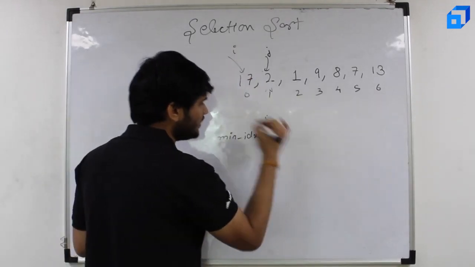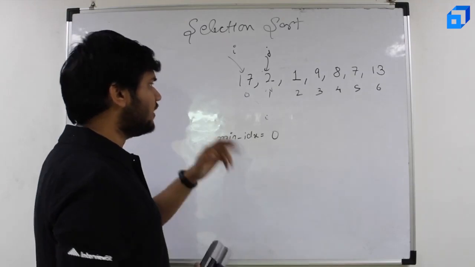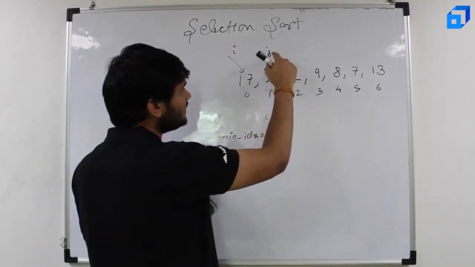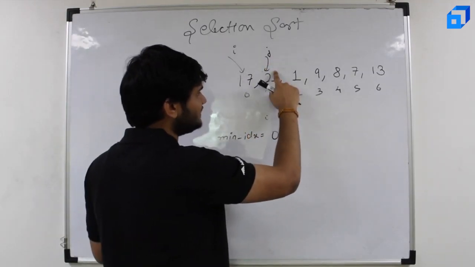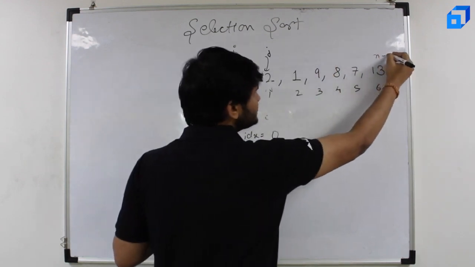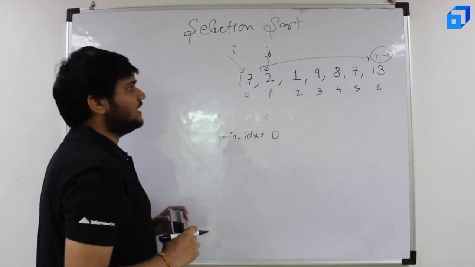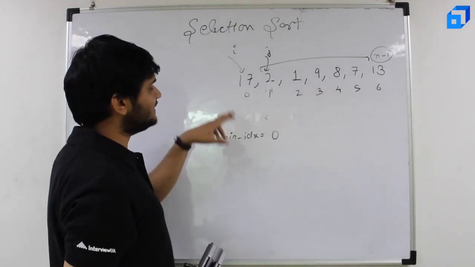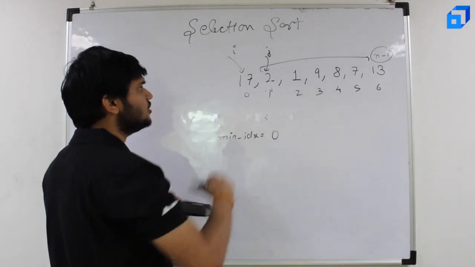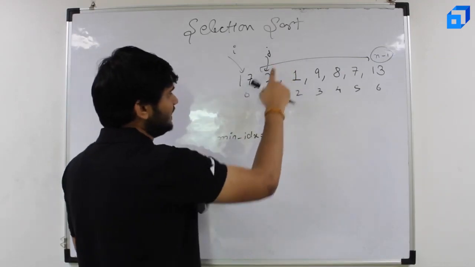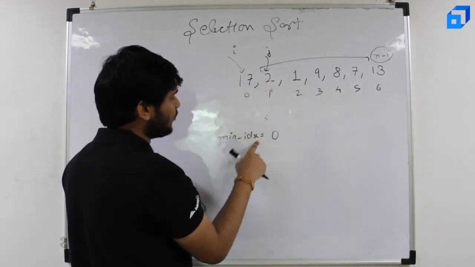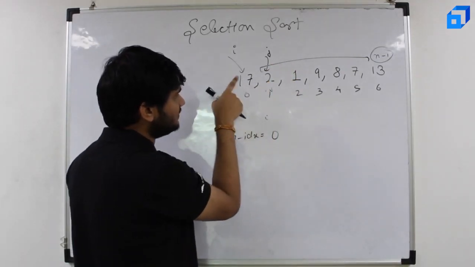So I will mark the minimum index element as 0. Now we will start the iteration of j from the I plus 1th index to the n minus 1th index, and in this subarray we will find the element which is smaller than the element pointed by the minimum index. So here you can see, is 2 less than the element pointed by the minimum index, which is 17? Yes.